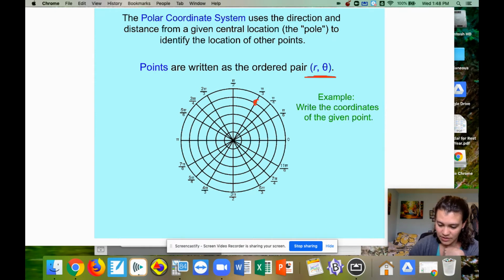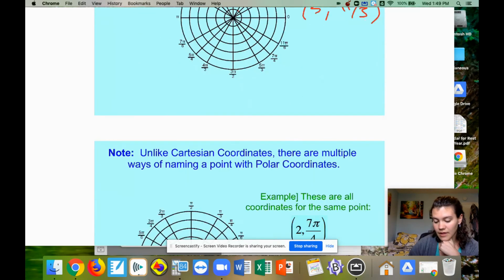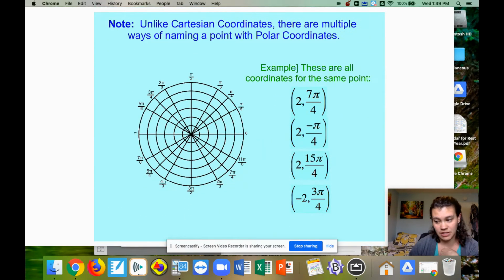If you can see this little dot right there, this point could be written as 1, 2, 3, 4, 5 radiuses out at an angle of pi over 3. A note: unlike Cartesian coordinates, where there's only one name for a point, polar coordinates can have multiple names. Like this point right here, if I graph it, you go to 7 pi over 4 and go out 2 radiuses, and we're right there.